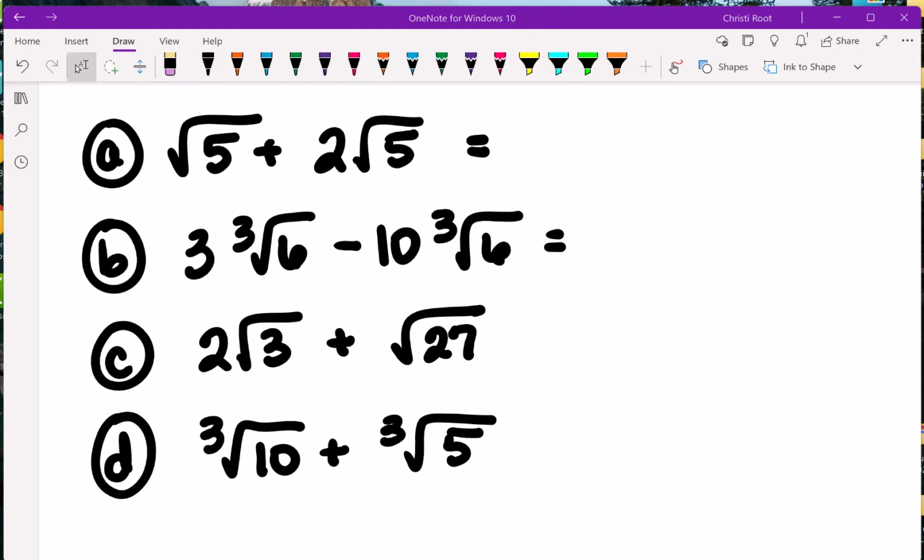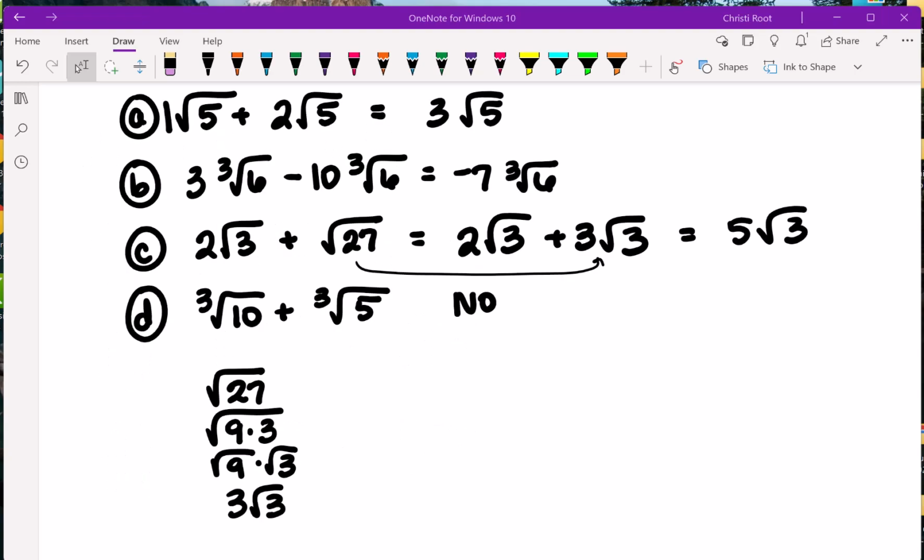Okay, so here's what we're going to do. I'm going to give you 4 practice problems. Pause the video and see if you can work them out. You also need to make sure that they're able to be added or subtracted. And then when you're ready, go ahead and unpause the video and we'll check your answers.